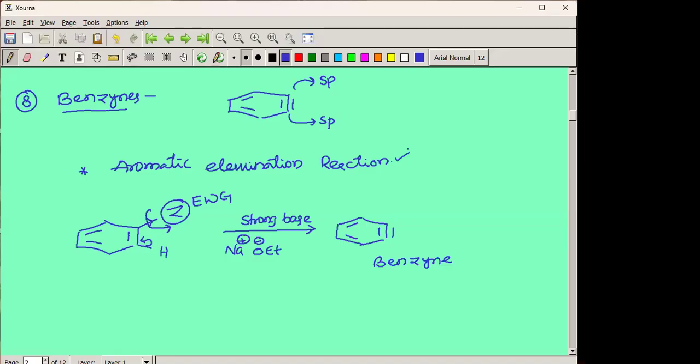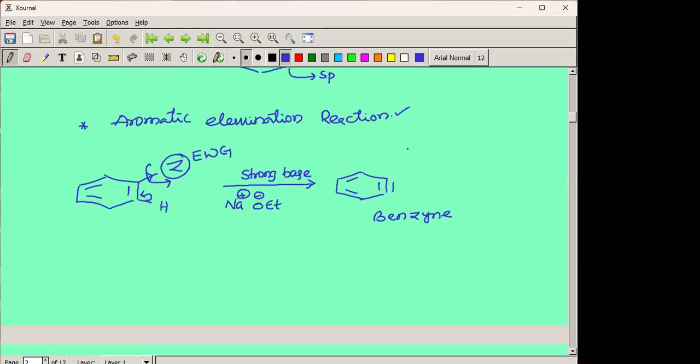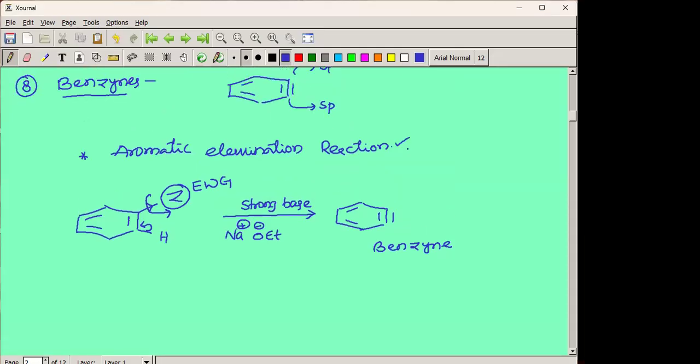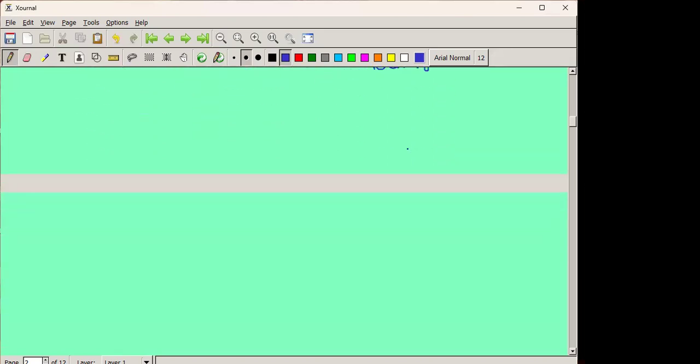So this is about the formation of benzynes, which are involved in aromatic elimination reactions. We discuss these elimination reactions and the rearrangement reactions completely in types of reactions. That's why I'm going to skip here and we discuss those topics in detail in types of reactions. Is it clear? Yes, sir.